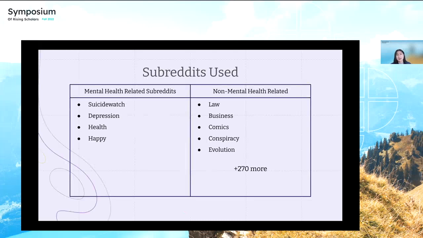And in that data set that I had, the mental health related subreddits were suicide watch, depression, health, and happy. And there were over 270 non-mental health related subreddits that I used as well. Some of those include law, business, comics, conspiracy, evolution, and many more.